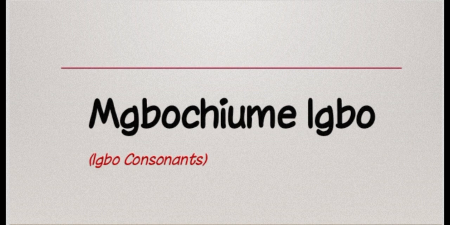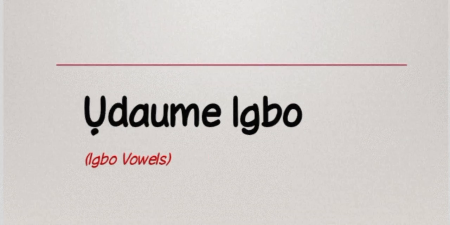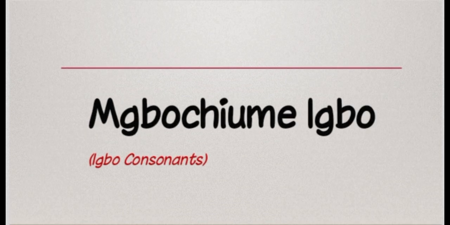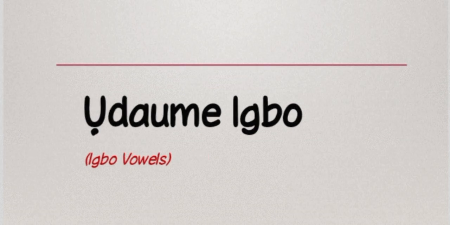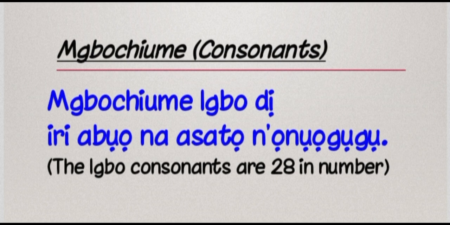Mgbochiume Igbo, which means Igbo consonant. Ụdaume Igbo, which means Igbo vowels. So Igbo consonant, we call it Mgbochiume Igbo. Igbo vowels, we call it Ụdaume Igbo. Now, Mgbochiume Igbo, which is Igbo consonant, dị 28. Mgbochiume Igbo dị 28.